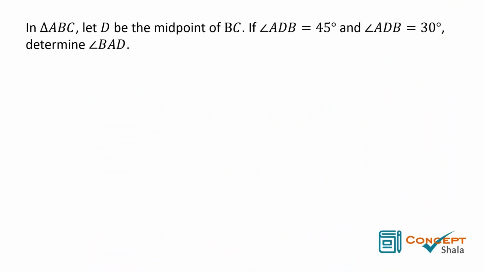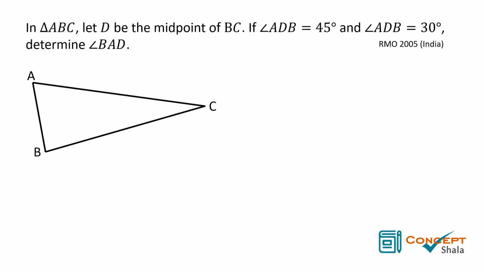This is an interesting question about triangles which was in an Indian regional math Olympiad in the year 2005. Let's take a look at it. In triangle ABC, let D be the midpoint of BC. If angle ADB is 45 degrees and angle ACD is 30 degrees, determine angle BAD.